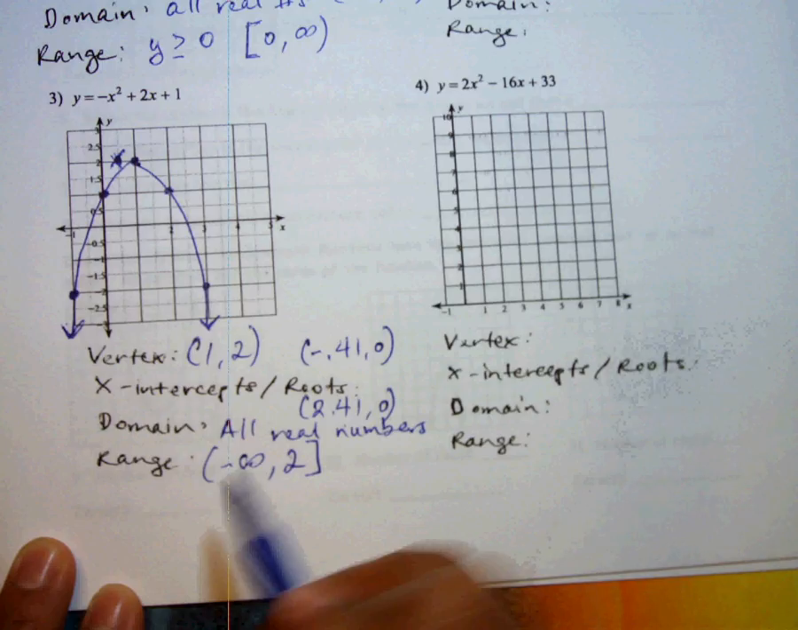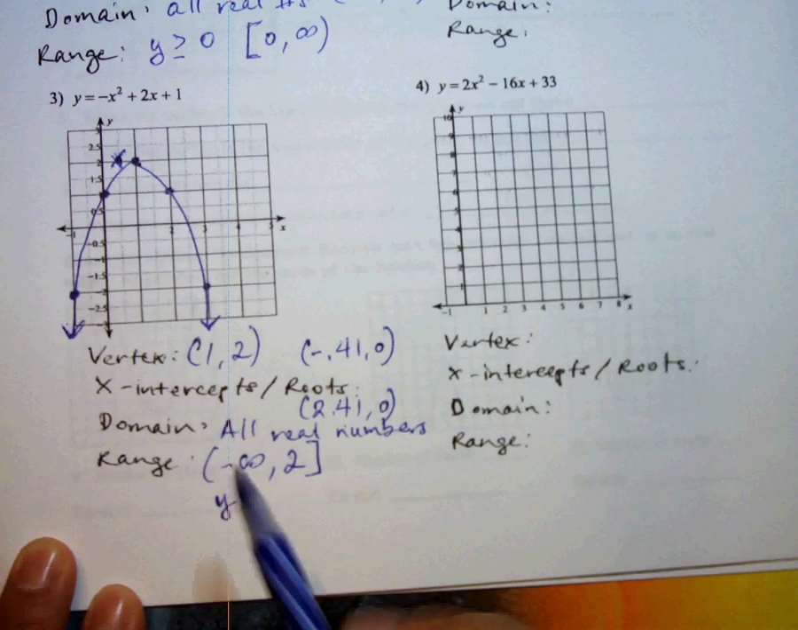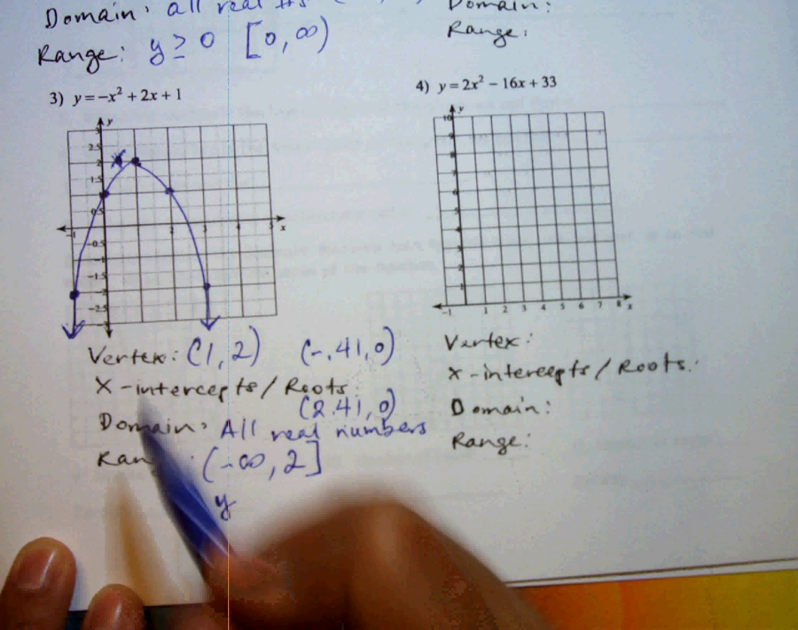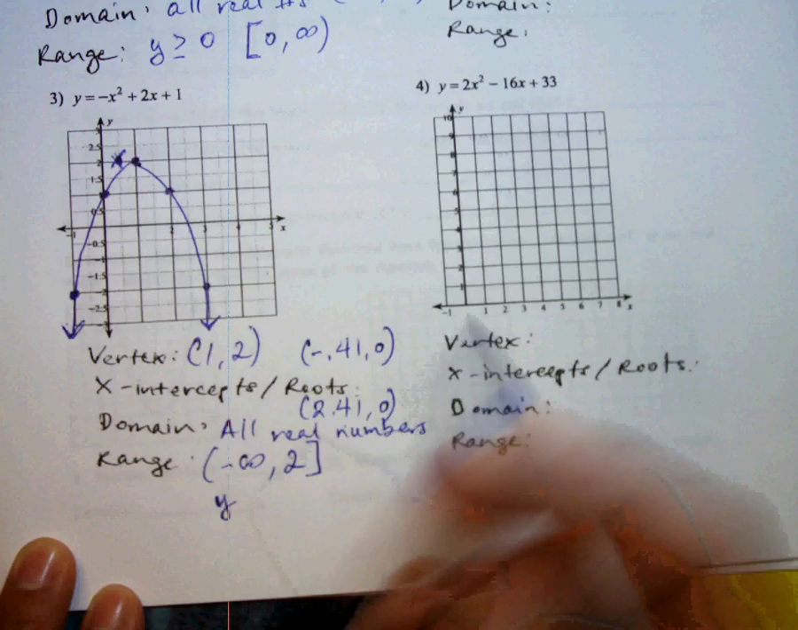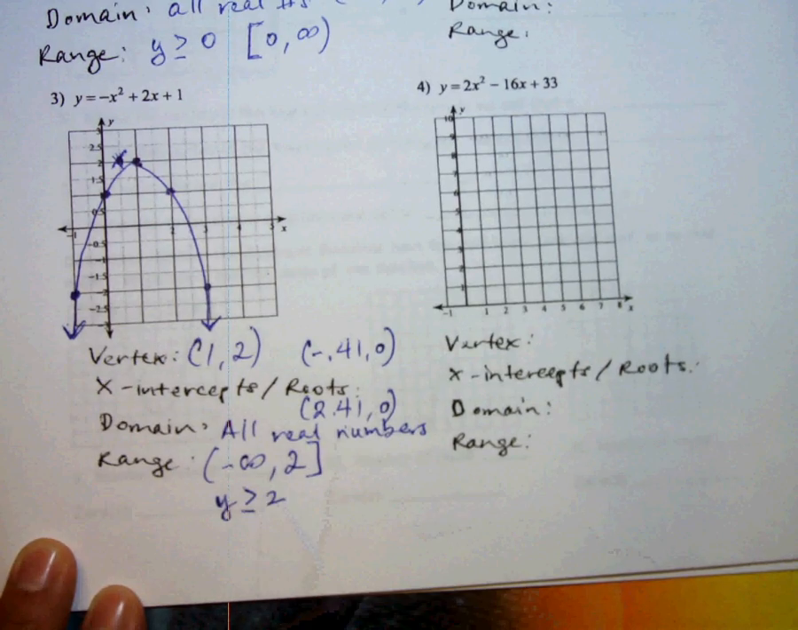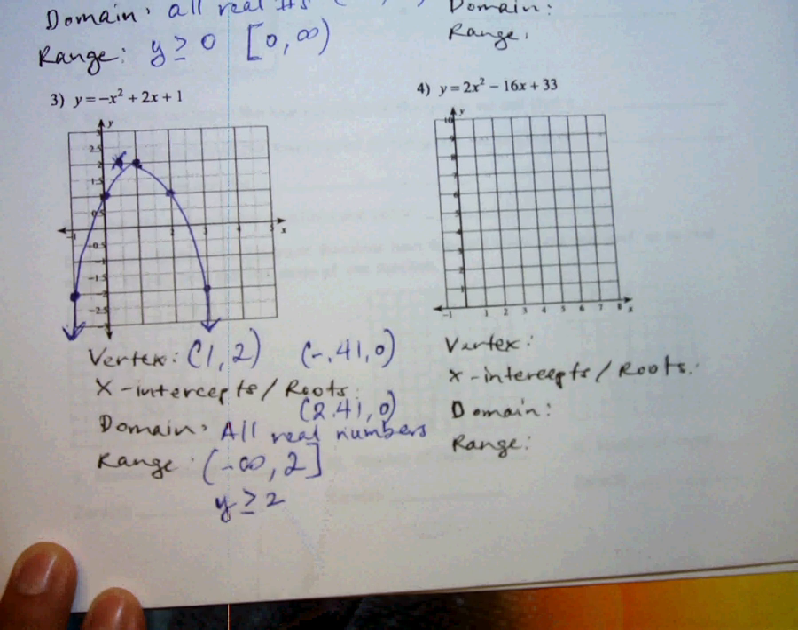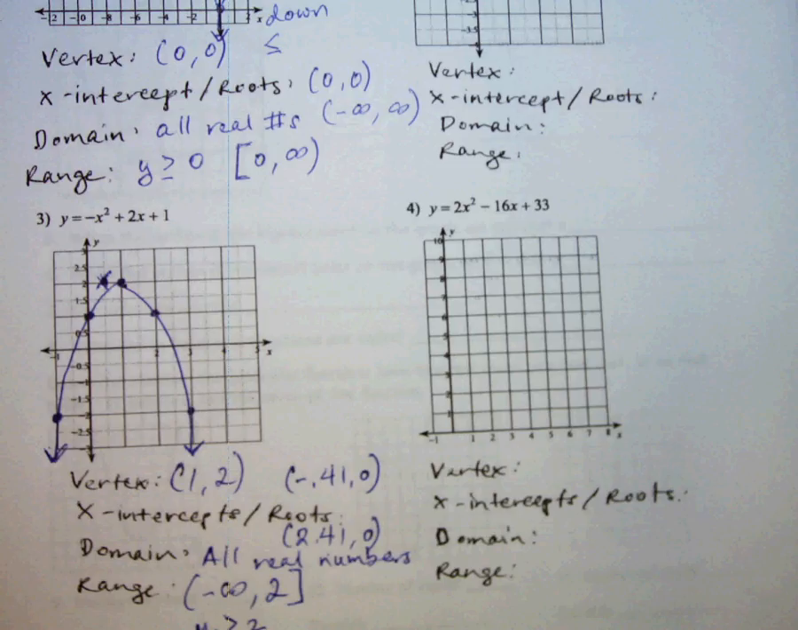Now another way you can write this is you can say y, because that's my y. The range is going to be all the y values. So it's going to be y is less than or equal to 2. All right? So go ahead and do 2 and 4 and see what you get for that one.